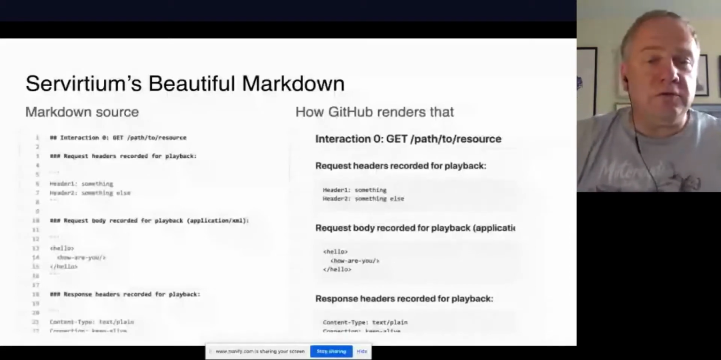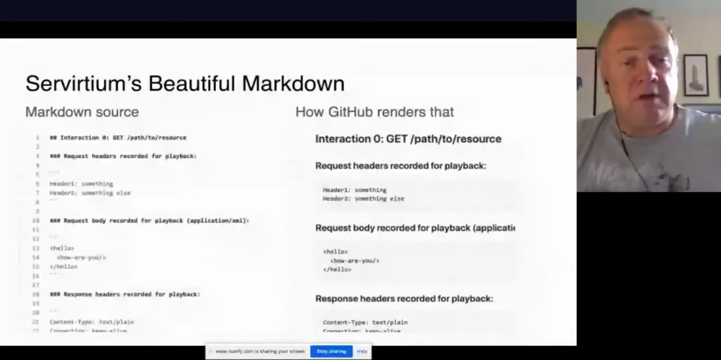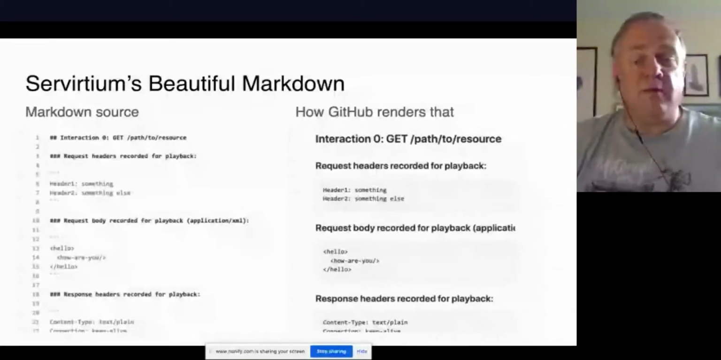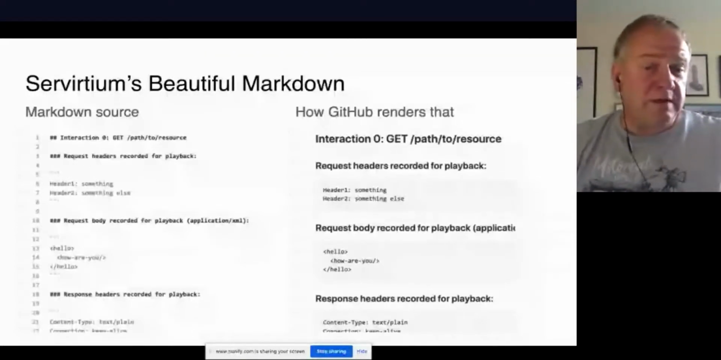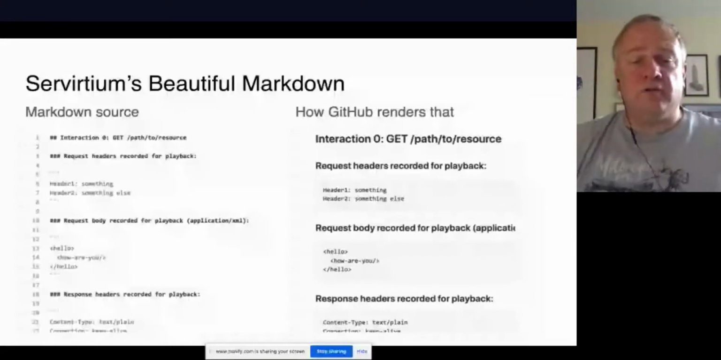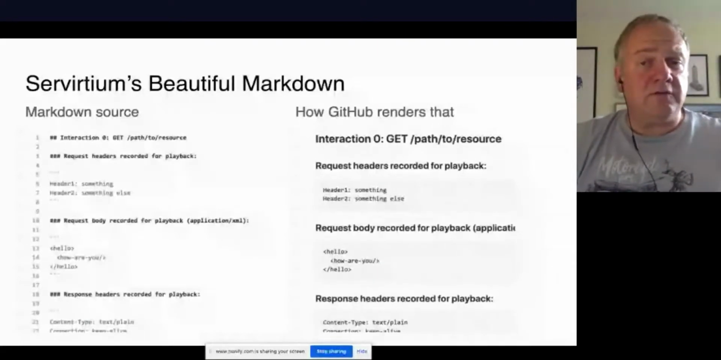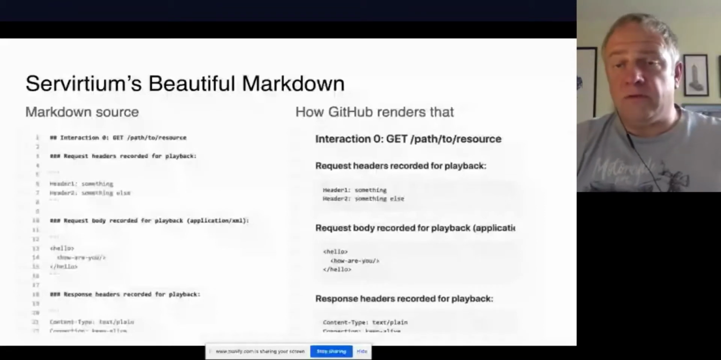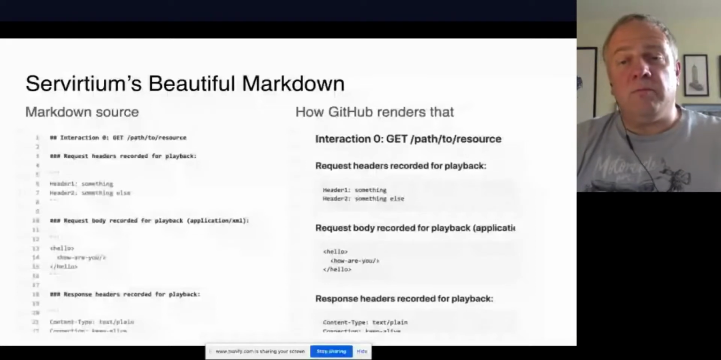We have a level 2 header, interaction 0, and inside that we have a level 3 header, request headers recorded for playback. And then we have a code block with 2 headers in it, which are contrived, and then a request body, which has some XML in it, which is also contrived. And that goes on for another 2 sections, but we're just showing the top half of a single interaction to path resource. And then, because this is Markdown and it's a well understood format, GitHub, for one, and others do the same, Bitbucket, they render it in a more pretty format.